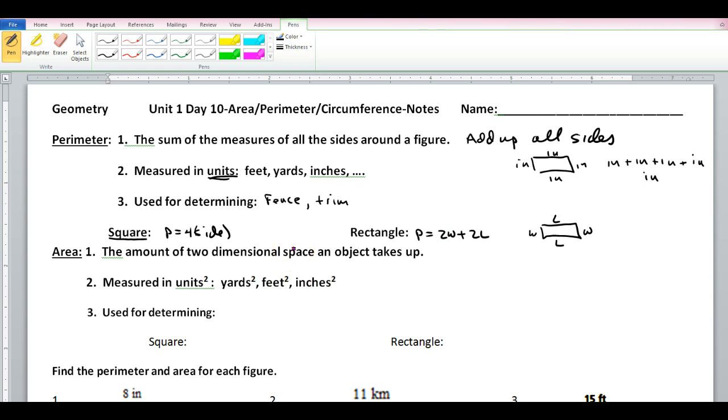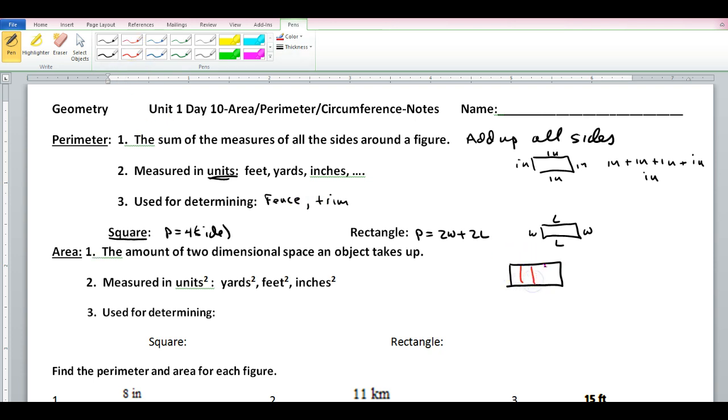Now, area is slightly different to perimeter. Area is the amount of two-dimensional space an object takes up. So if we have our rectangle or square, it's the amount of space inside.